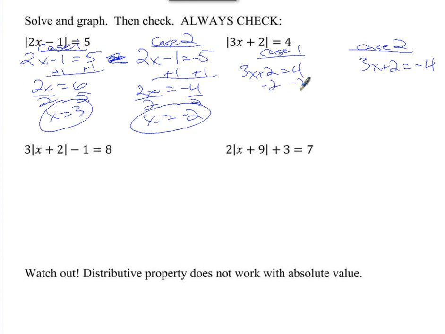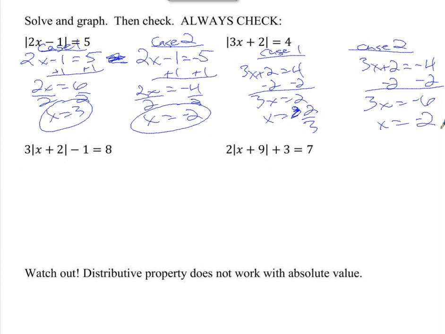So we solve. Subtract 2 from both sides. 3x equals 2. So x equals 2/3. Over here, subtract 2 from both sides. 3x equals -6. So x equals -2. All right, check your work.